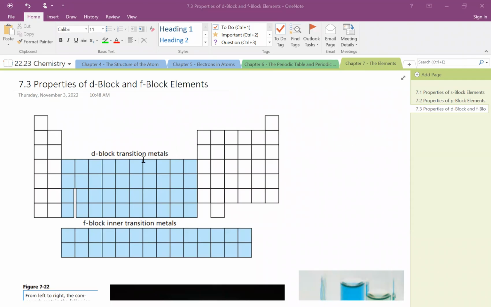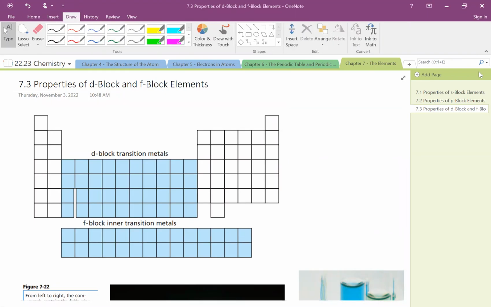So to begin, I do have highlighted our D block transition metals. That's the top part in the periodic table. Then we have our F block, which is the inner transition metals. And that's the lower part of the periodic table, right? So that should be review. We have talked about those.